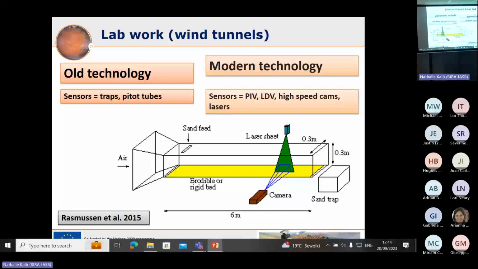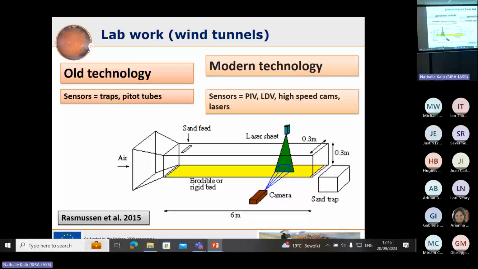So I've told you a bit about old and new technology for modeling. The same thing is really going on for experimental work. In the old days, we used to use particle traps, basically a little bucket where you'd catch particles and then weigh them. We still use it, but it's crude and it's inaccurate.